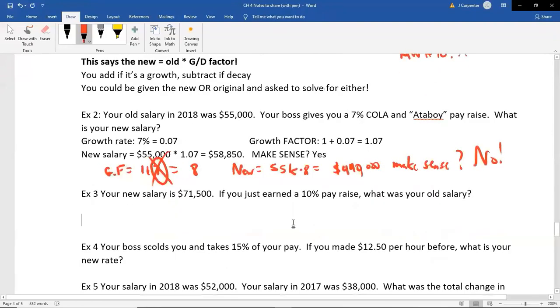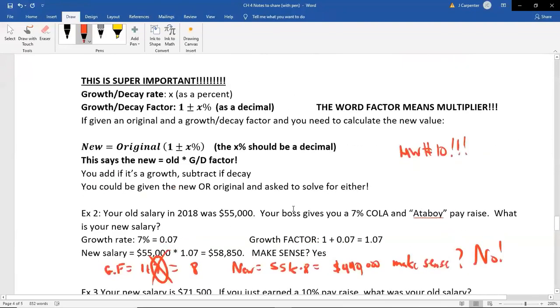All right. So let's flip the script on this. I mentioned earlier, you could be given either the new or the original and asked to solve for either. So this example is a much more common example for our real world. Usually you know your previous salary, and you can be told your growth rate, your pay raise as a percentage, if you will, and then find your new salary based on that.